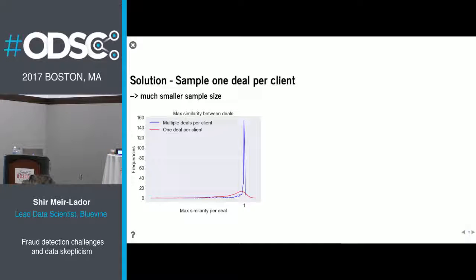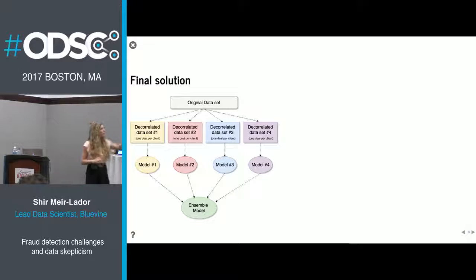To solve this problem, instead of just sampling one deal per client and building a model based on that, I did it a few times. I created one data set with one deal per client, another data set with a different deal per client, and another with different deals again. For each of these data sets I created a model, and the final result is an ensemble of these models. This is a nice graph that shows it: you see the decorrelated data sets and the models built based on them, and the final model is an ensemble, a vote of all of these models.